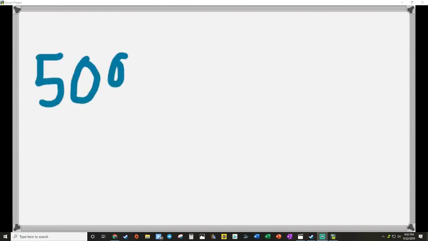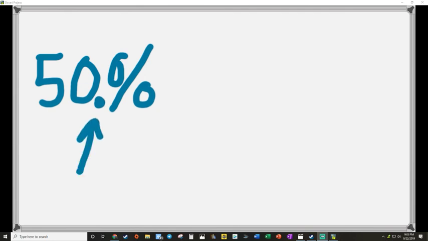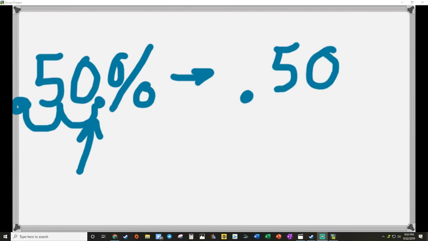So let's take a look at 50%. When we are converting percents into decimals, all we have to do is move the decimal point 2 places to the left. So for 50%, the decimal place is actually right there. So what we need to do is move it 2 places to the left. 1, 2. So when we go to rewrite this, it'll be 0.50.